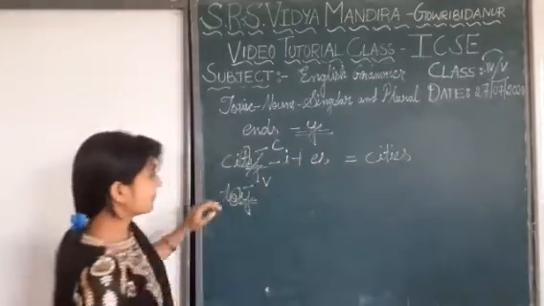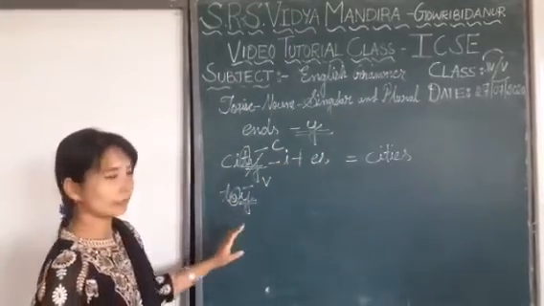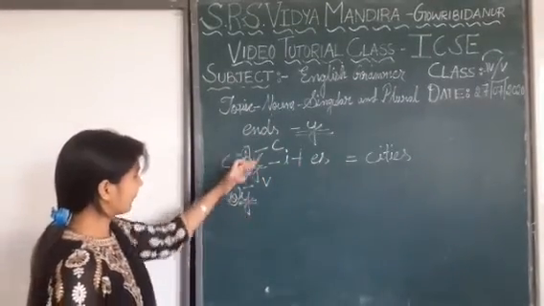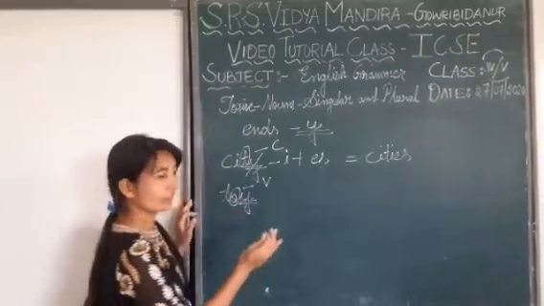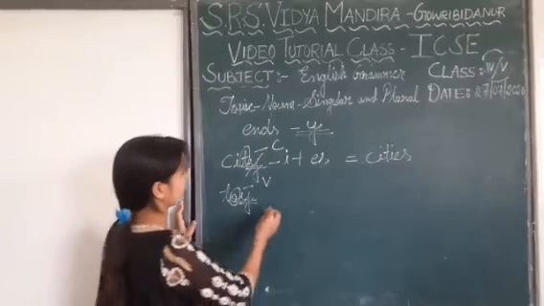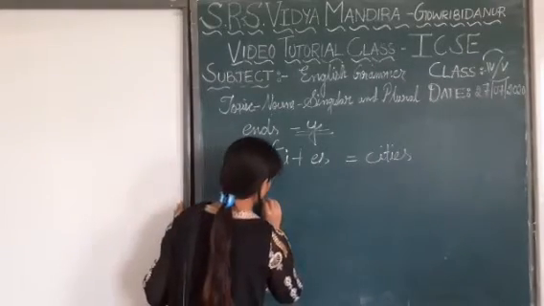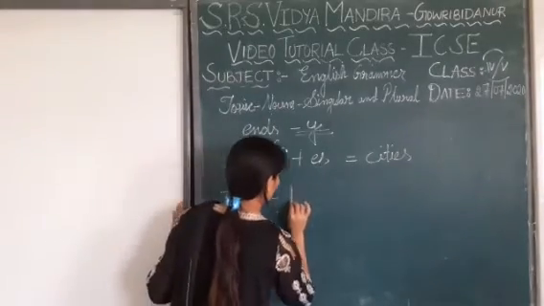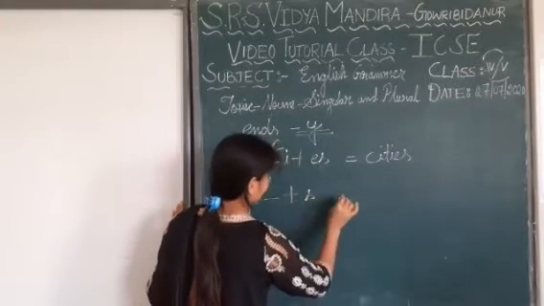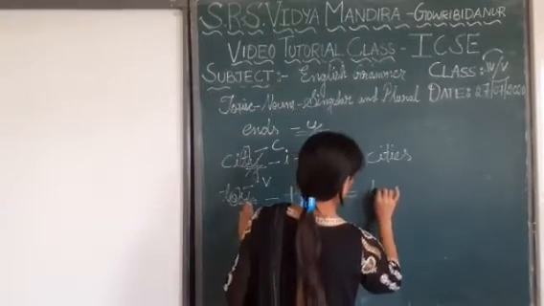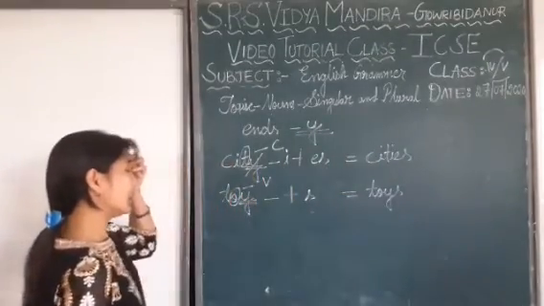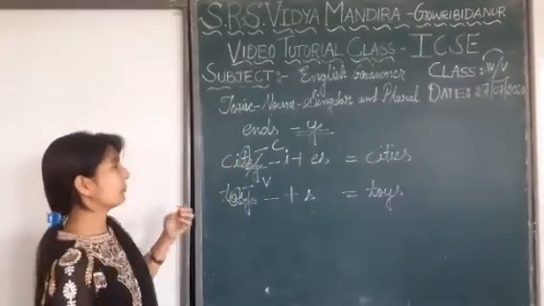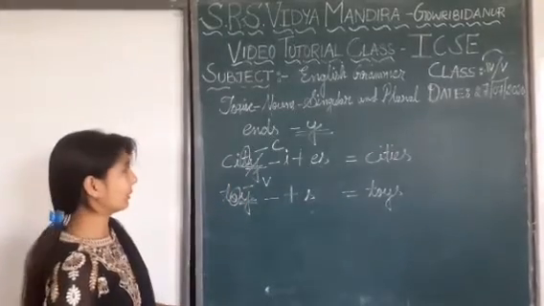City. And now the second one is TOYS. So here Y is the ending word and O is a vowel. When the word ends with Y and before the Y there is a vowel, there are no changes there. Instead, we have to add S. So what does it become? TOYS. This is how to change the word into plural form when the word ends with Y.